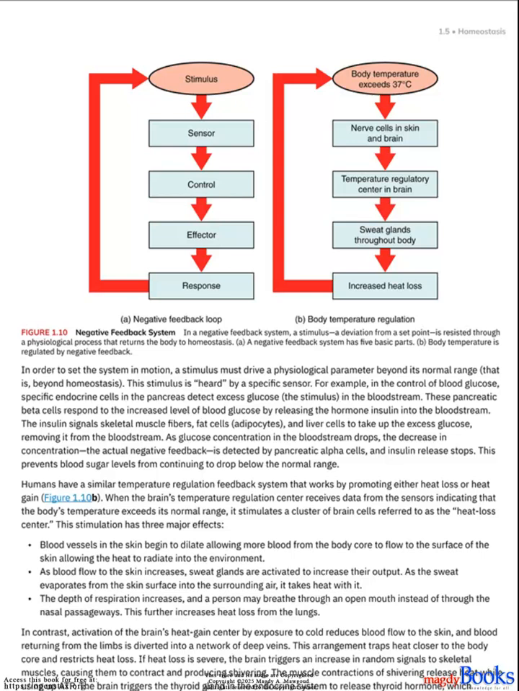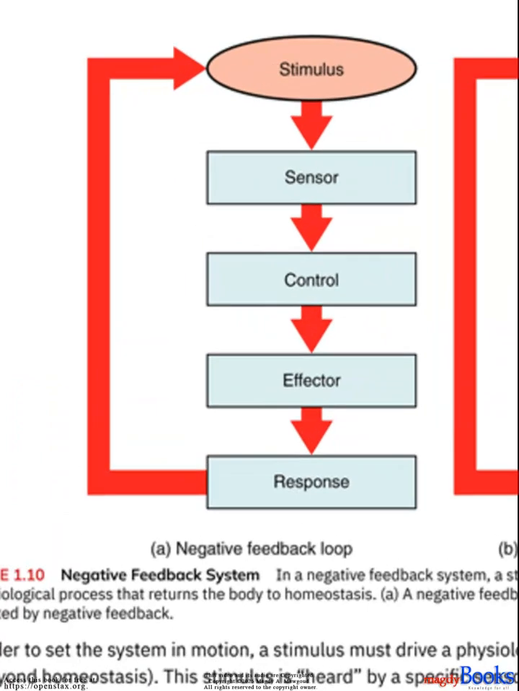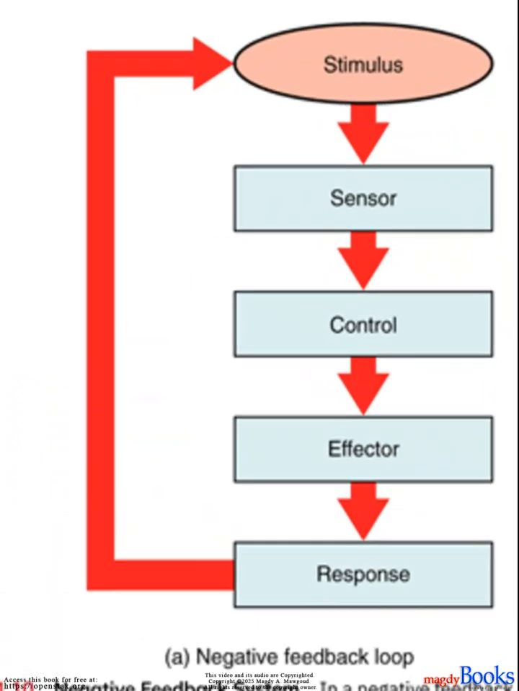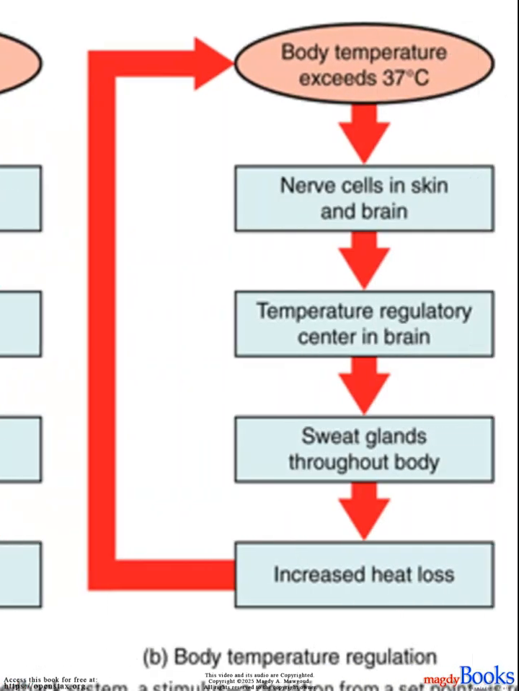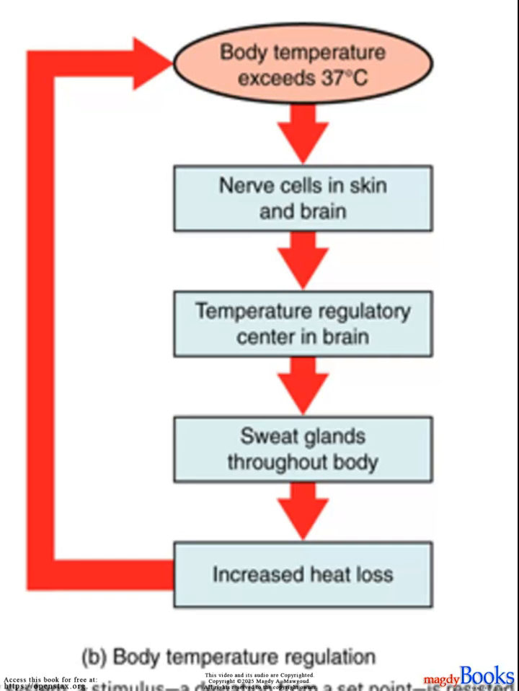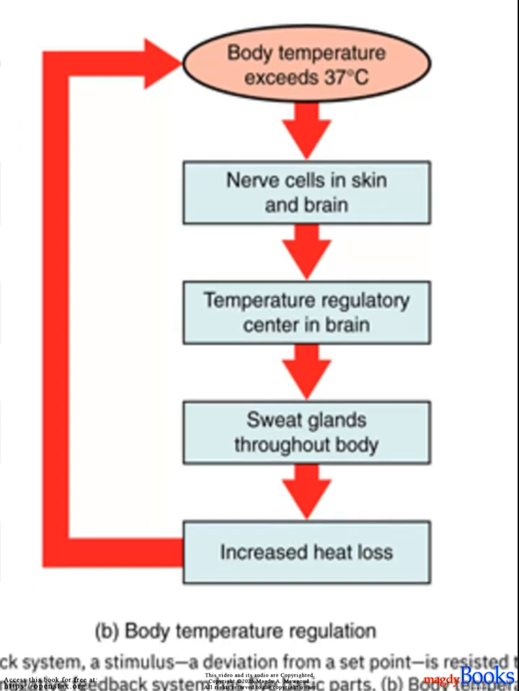A negative feedback system has 5 basic parts. Body temperature is regulated by negative feedback. Figure 1.10. Negative feedback loop: stimulus, sensor, control, effector, response. Figure 1.10. Body temperature regulation. Body temperature exceeds 37 degrees Celsius. Nerve cells in skin and brain. Temperature regulatory center in brain. Sweat glands throughout body. Increased heat loss.